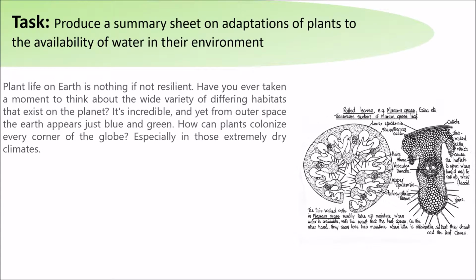So, plant life on Earth is nothing if not resilient. There is a wide variety of different habitats and different environments on the face of the planet. Some plants are adapted to grow in really dry areas, whereas other plants are adapted to grow in very, very wet areas. Both have different adaptations to help them cope with this.